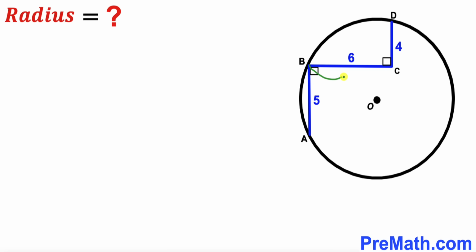In this video, we have got this circle with a center O, along with this chord AB, the segment BC, and this segment CD, as you can see in this given diagram, such that they are perpendicular to each other. And moreover, this chord AB length is 5 units. The segment BC length is 6 units, and finally this segment CD length is 4 units. And now our task is to calculate the radius of this given circle.